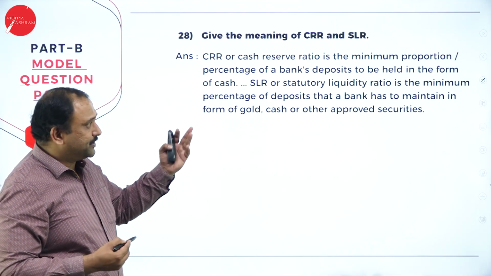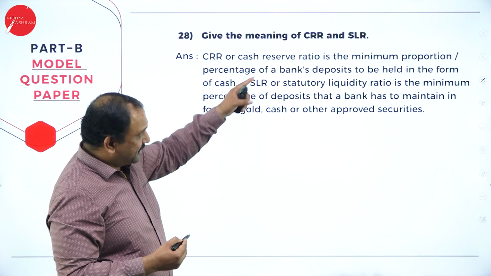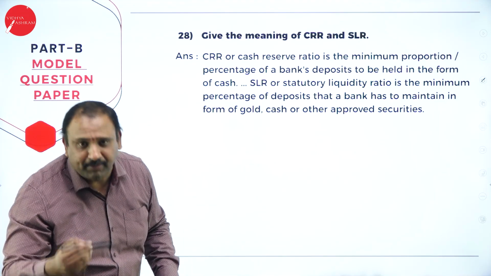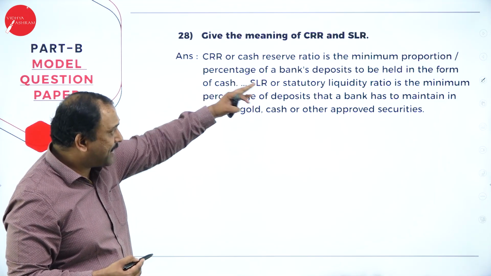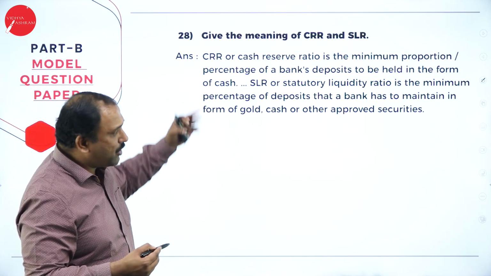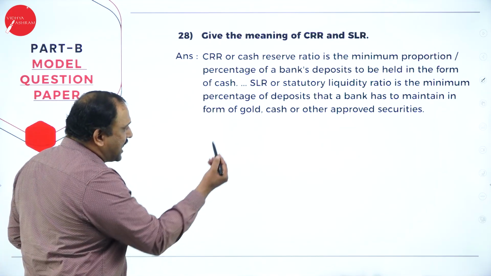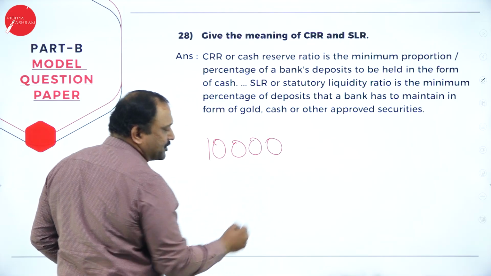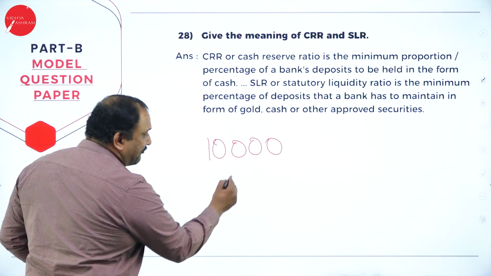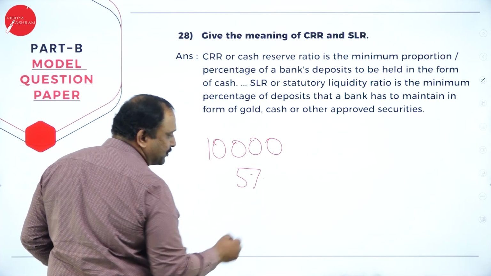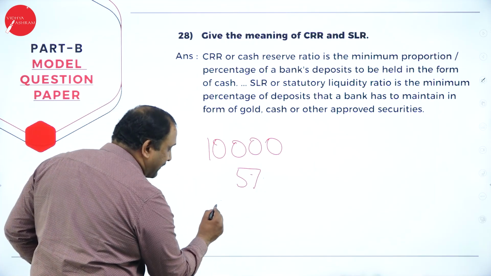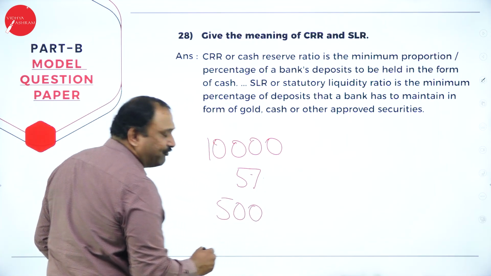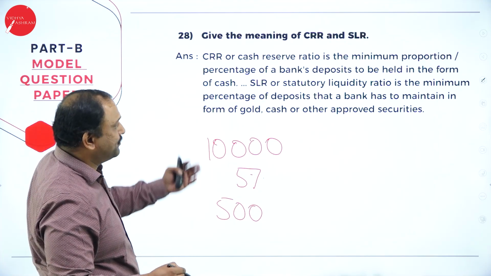CRR and SLR from chapter 9, where we're talking about the cash reserve ratio, the minimum cash proportion, the percentage of a bank's deposits to be held in the form of cash. So if the bank has, let's say, 10,000 rupees in deposits, and the RBI says 5% of this has to be maintained, that means 500 rupees in the form of cash the bank has to maintain.